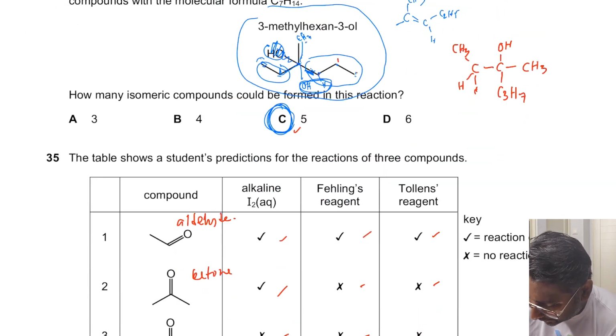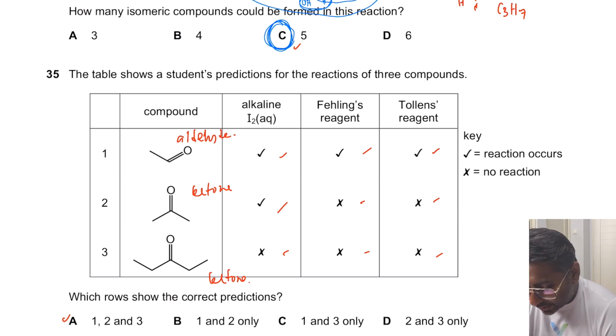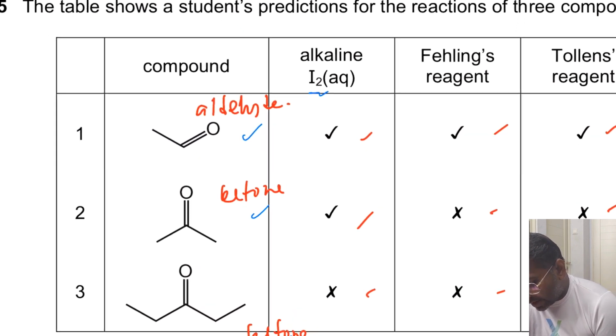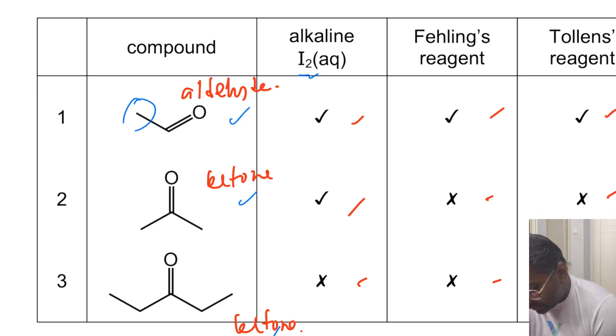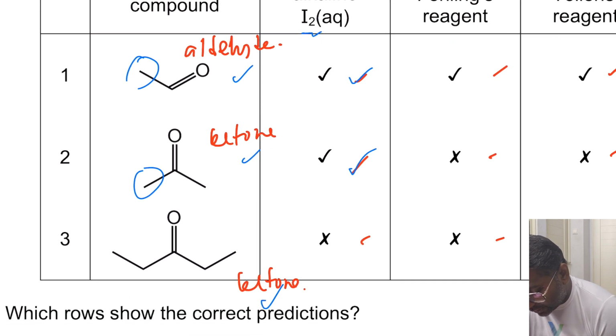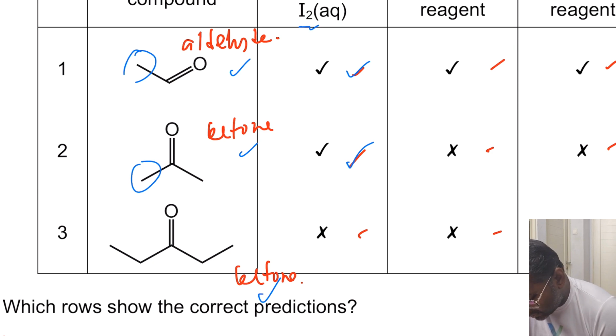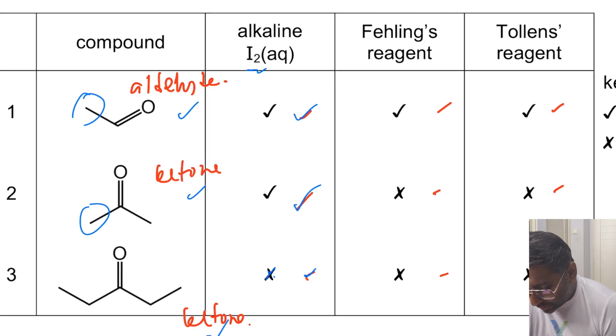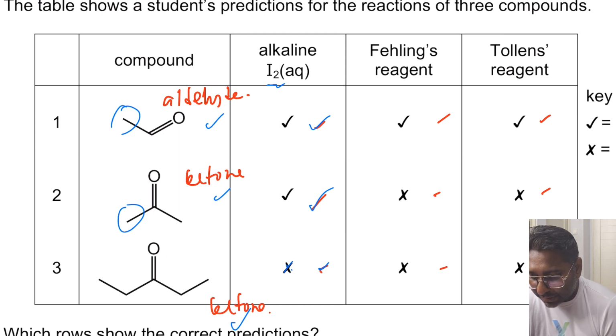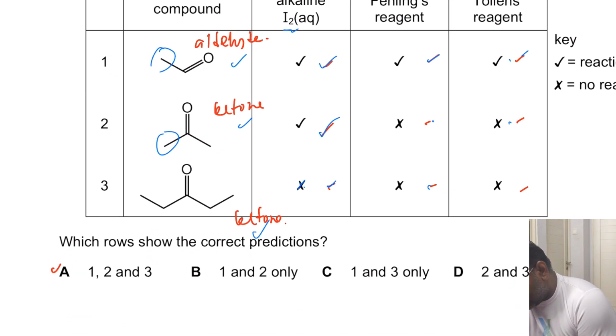Now the next: the table shows a student's prediction of the reaction of 3 compounds. This one is an aldehyde, and the others are a ketone and a ketone. Alkaline I2 basically gives triiodomethane, as long as you have a CH3 group, so it is possible. And where there is no methyl group, there is no reaction. Now Fehling's and Tollens' give positive results only when we are dealing with an aldehyde. Ketones do not give any positive result. So aldehyde, yes, positive; ketone, no, so correct. And ketone, no. So all of them are correct. So the answer is A.